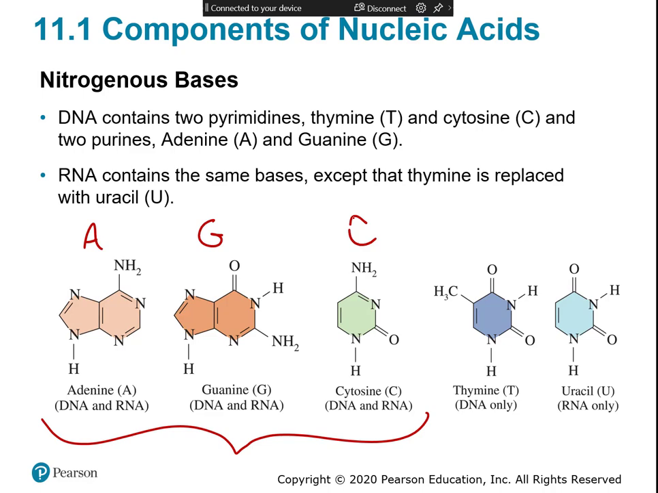The other 2 are unique. DNA only has thymine, RNA has uracil. So both of them have A, C, and G, but DNA has T or thymine, RNA has U or uracil. So we'll come back and kind of make this compare contrast on a slide like 4 slides from now.